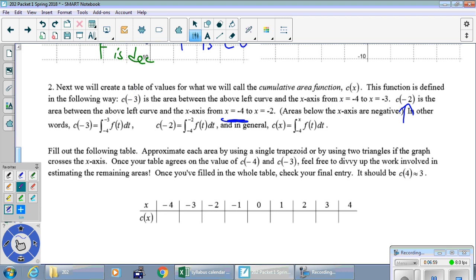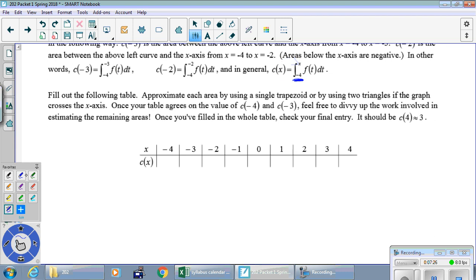And so here it is written in our definite integral form. C of -3 is just the area from -4 to -3 up the above left curve. C of -2, again, always -4 at the bottom. And this one just goes up to -2. And in general, C of x, we'll just plop that x right up there, and we start our area accumulation at t equals -4.